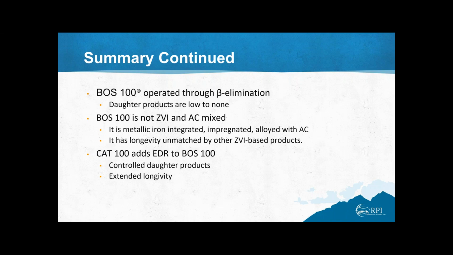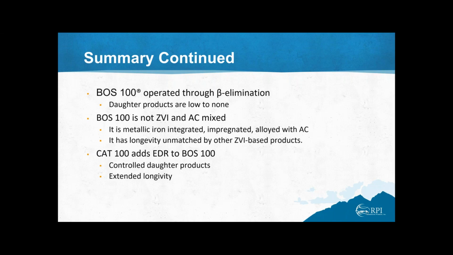BOSS 100 is not ZVI and activated carbon mixed. That's really important to us. It is metallic iron integrated, impregnated, alloyed with. We've tried to use every word we can think of. It is in the activated carbon. It is not on the activated carbon. It's not nearby the activated carbon. It's not pseudo co-located. It is an integral part of the activated carbon. It's an alloy. It has longevity, as you saw, 6 years out, still going, unmatched by ZVI products.